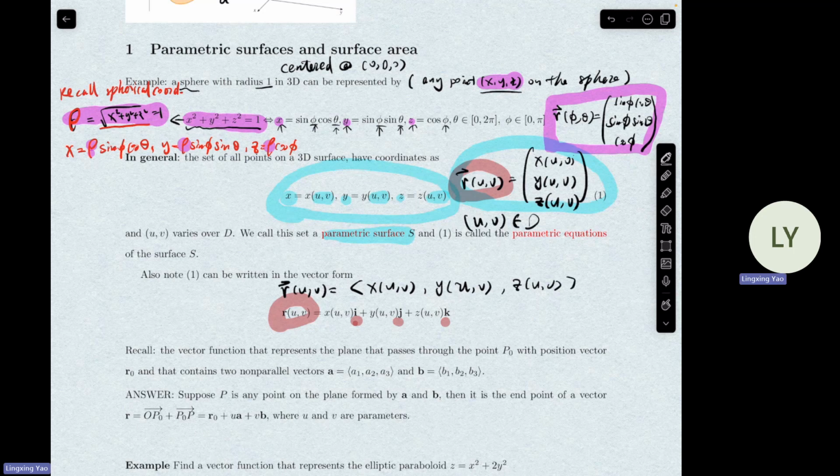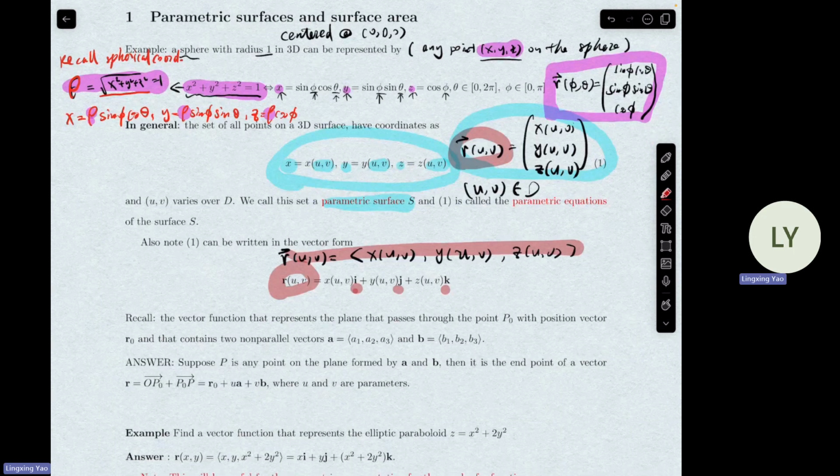All right, so now we are going to use this parameterization to discuss some geometric quantity that we need to really remember and know how to use. So here, let's just talk about it. Remember, the vector function that represents the plane has the point P with a position vector R naught, and that contains two parallel vectors A and B. It could be written down very easily. You guys remember, right?